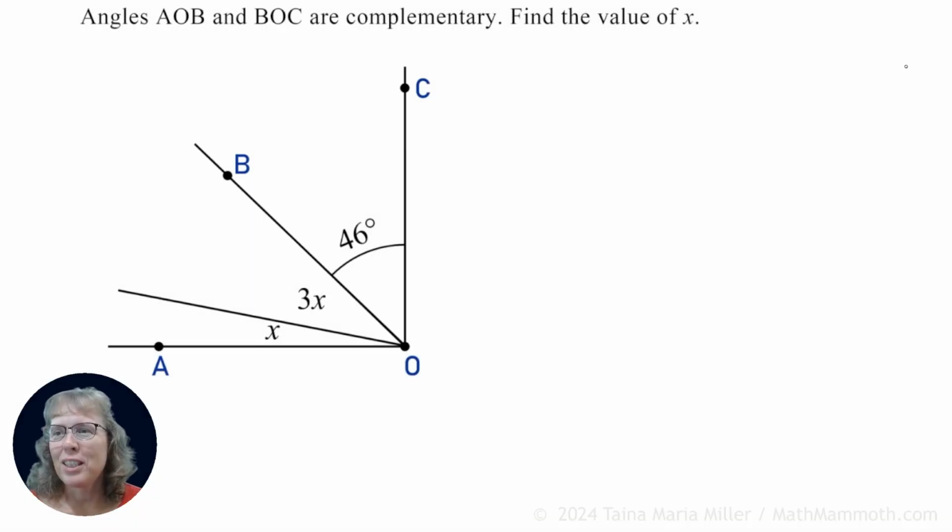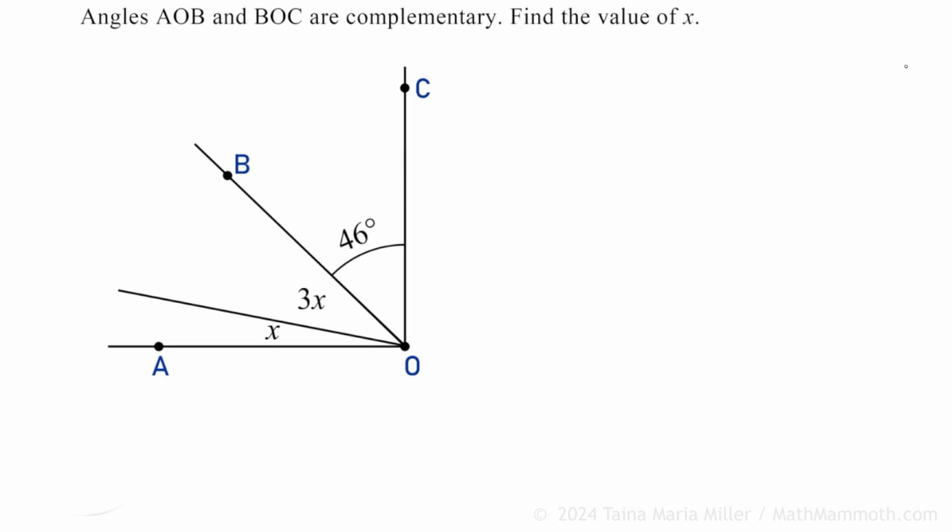Angles AOB and BOC are complementary. Find the value of x. So what do we learn by knowing that those two angles are complementary? Complementary meant the corner, the right angle corner. So those two angles make a right angle, 90 degrees. And AOB is this one here. That added to BOC, which is 46, is 90. So we can write an equation, right? AOB in itself consists of two angles. There's x and 3x. They are adjacent here. So we get x plus 3x plus 46 equals the right angle, 90.